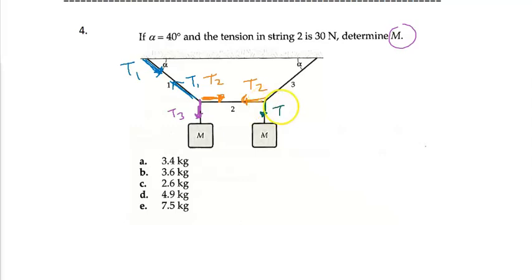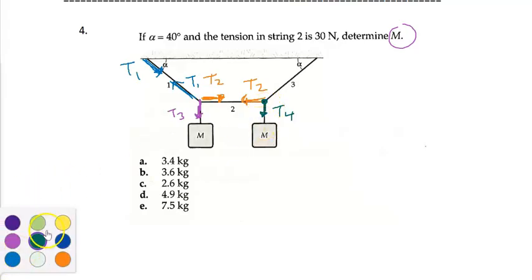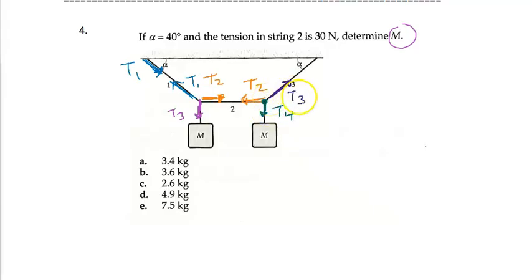T4 is pulling down on this knot and up on that weight. And T3 is pulling first quadrant and down on the ceiling. Okay, so I'm running out.